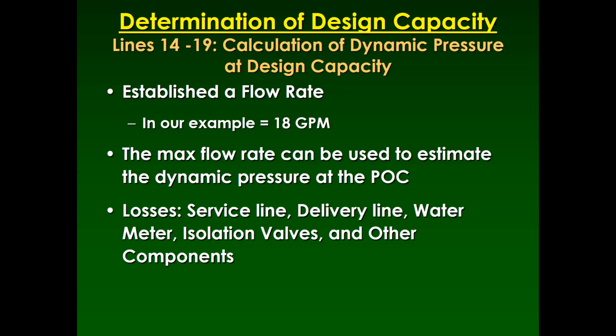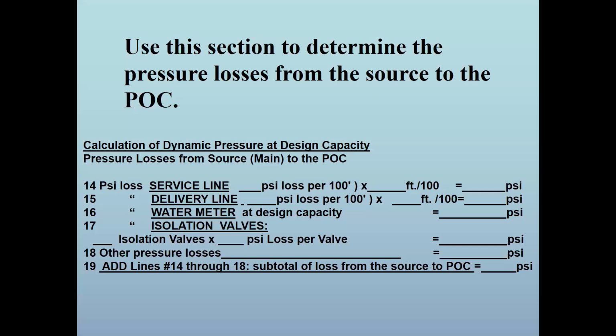So we're going to have our losses in between our service line, our delivery line, water meter, right? If we had an isolation valve or any other components, we would also have pressure losses through those as well. So we're using the information that we have from lines 5 through 9 to now work into lines 14 through basically 18. So here's lines 14 through 18: our pressure loss through our service line per 100 feet, our delivery line, our water meter, our isolation valves, and then other pressure losses.